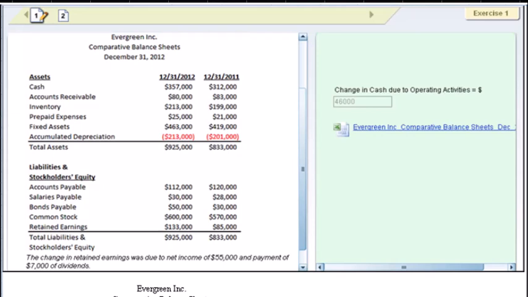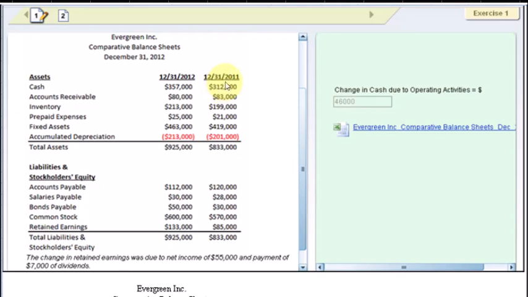Okay, let's go through this exercise that asks us to determine the change in cash due to operating activities. Now the solution is right there, but let me show you how we get to that solution. We're given financial statements, a balance sheet anyway, at two periods of time for Evergreen, right? We have the end of the year and the beginning of the year.